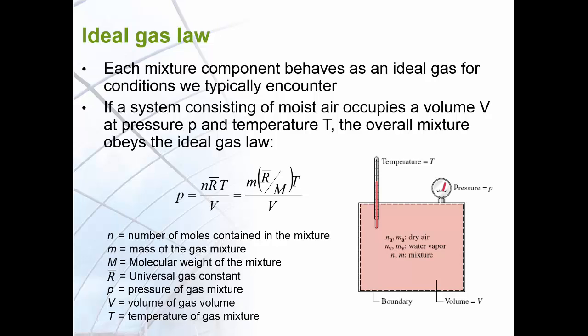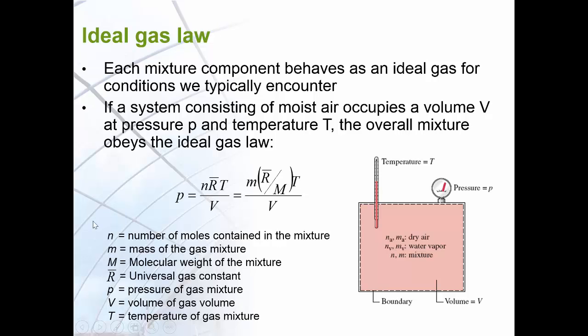The overall mixture and each mixture component we encounter in this discussion behaves as an ideal gas at the states under consideration. So we consider the system shown in the figure here as consisting of moist air occupying the volume V at a mixture pressure of P and a mixture temperature of T. Therefore, the overall mixture is assumed to obey the ideal gas equation of state, which is represented by this equation.